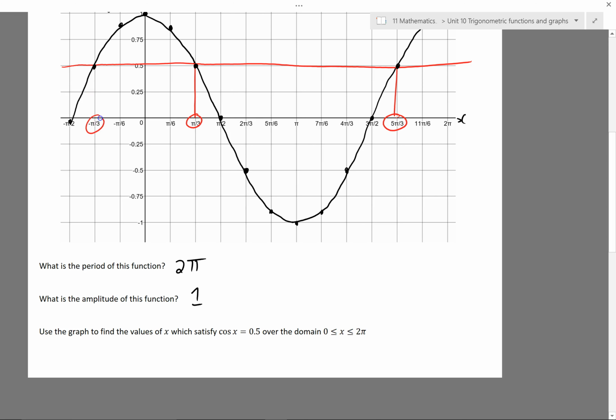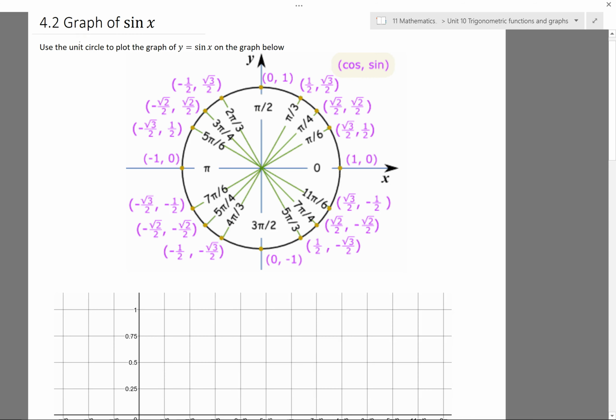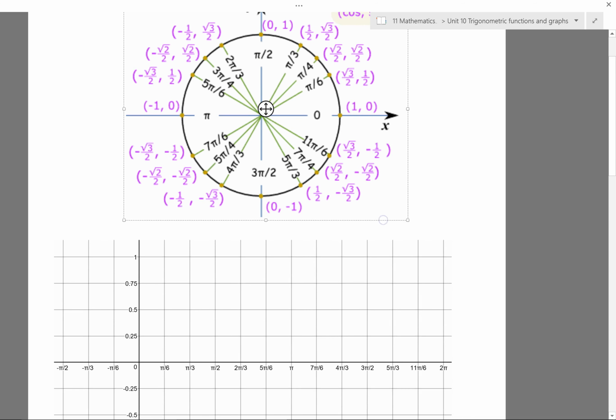I'm not going to include this one because it's outside the domain. My values would be pi on 3 and 5 pi on 3. Those two angles have a cosine of 0.5. We'll look at ways to solve those algebraically in the future. Today is more just about period and amplitude. Now do the same thing for sine, graphing sine x.